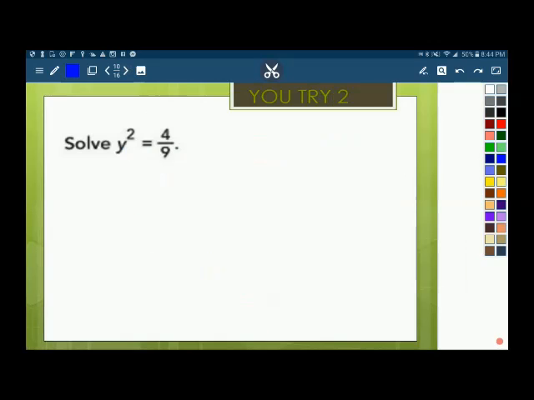Give this a try in your second U try. Y squared is equal to 4/9. I want to know what y is.